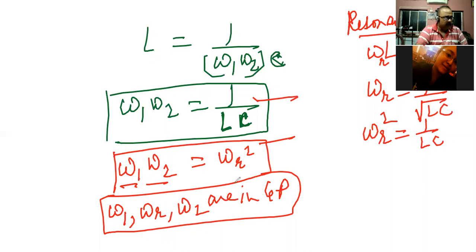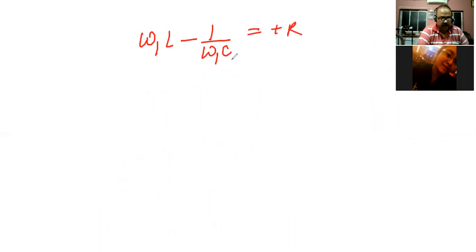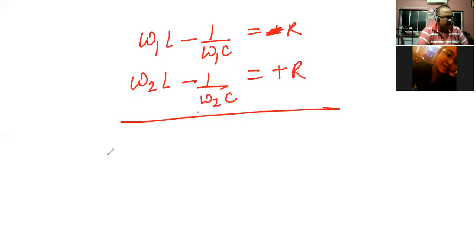Now what you do, since you added up those, you had omega 1 L minus 1 by omega 1 C, this is equals to minus R, sorry. And when you did omega 2 L minus 1 by omega 2 C, that is equals to, you got as plus R. So subtracting these two, if I subtract these two, what shall I get? I'll get omega 2 minus omega 1 whole L minus, this will be equals to 1 by C.